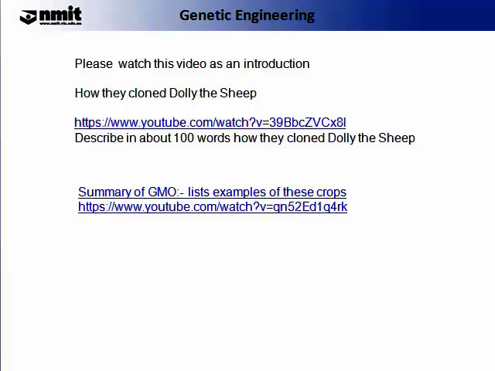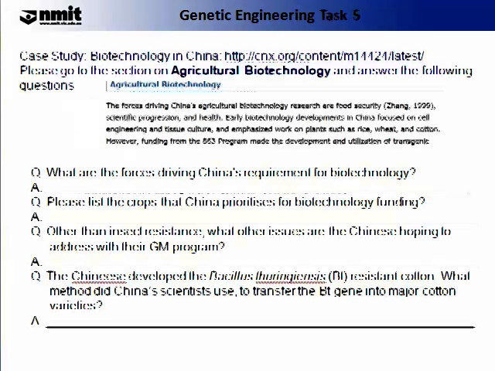Please watch the first video, the link shown on the top of the screen, on how they cloned Dolly the sheep. Then prepare a no more than 100-word description of how they cloned Dolly the sheep. Follow this by watching the second video on the summary of GMOs. This was shown earlier on in the subject. Please list the examples of the genetically modified crops that they describe.